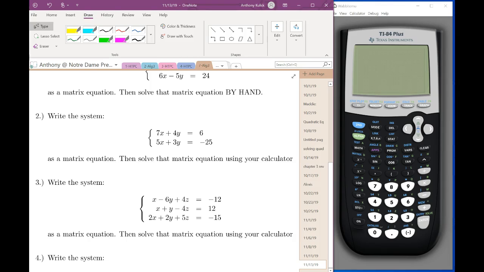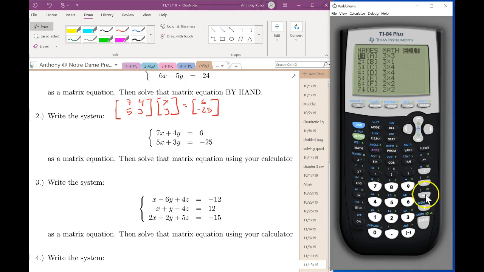All right. So for two, it says write the system as a matrix equation, and then solve that matrix equation with our calculator. So the matrix equation we're going to solve is this one. So again, that's coefficient matrix times variable matrix equals solution matrix. So I'll go to my calculator and type this in. I'm going to just put this in as matrix A, which will be my coefficients matrix. And then matrix B is going to be my solutions matrix.